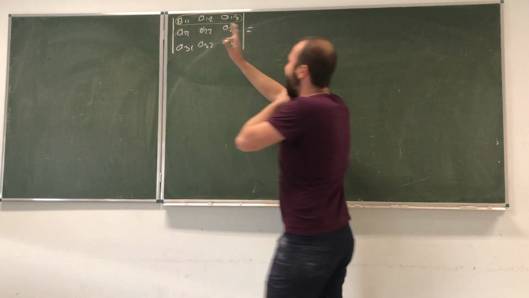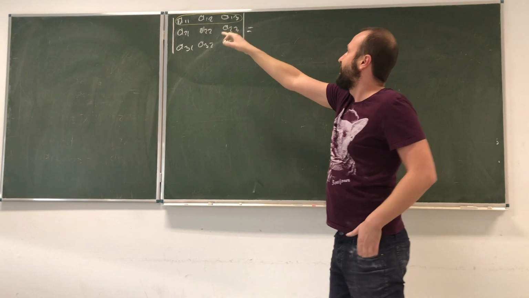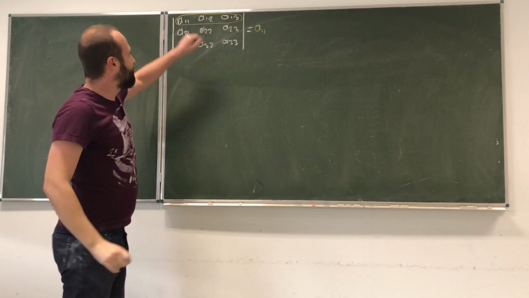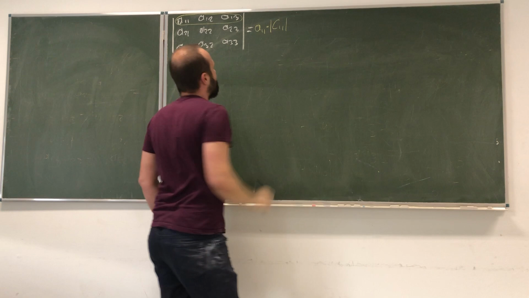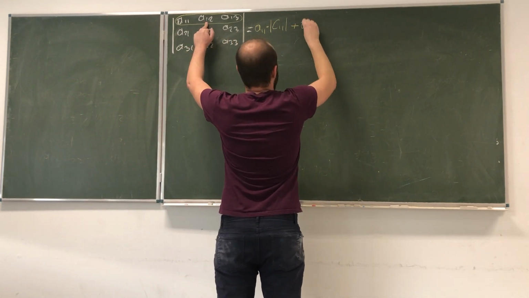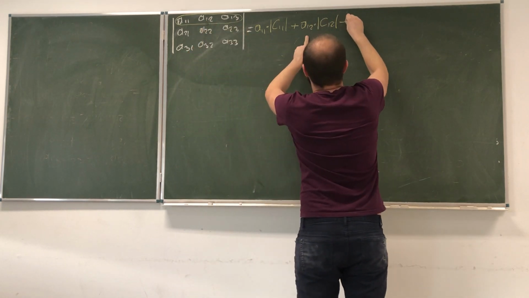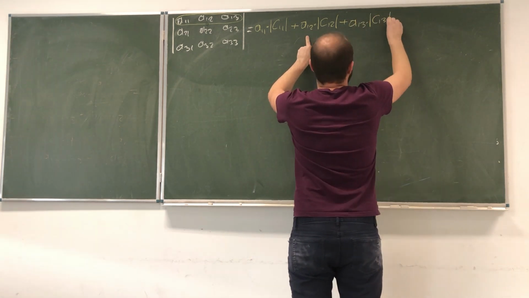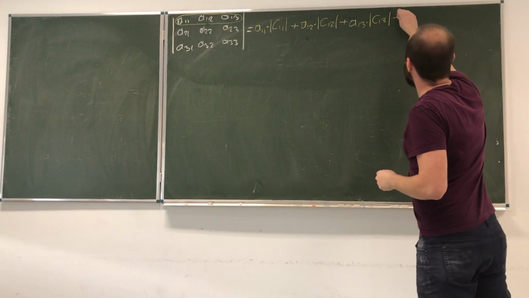So, we are always expanding by the entire row. I'm starting with element A11, and then I need to multiply this element by cofactor C11. Then I need to add element A12 multiplied by cofactor C12. And then I need to add element A13 and multiply by cofactor C13. Okay? So now let me just calculate.